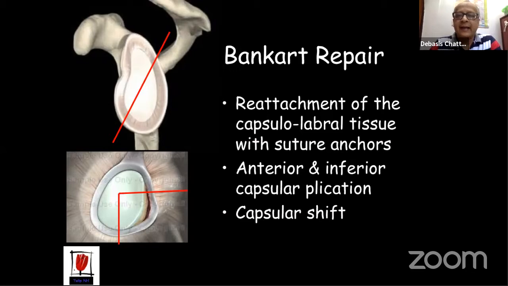In this region, which is involved with the instability, the soft tissue procedure involves three things. First, the reattachment of the capsulolabral tissue using suture anchors, you put them back. Then you also do the anterior and inferior capsular plication to make them tight. And you also try and shift the capsule in a cephalad direction. So these three things we will be trying. Am I audible clearly? Yes, nice and loud.